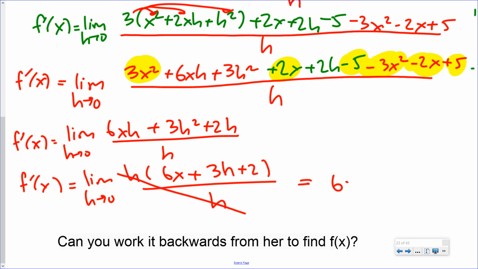And I just want to point out that if you plug in h equals 0, what do you get? 6x plus 2. I'll have this online, guys, and some examples from all these other problems. They'll help you do your homework. But that is the derivative of the original function that we have.